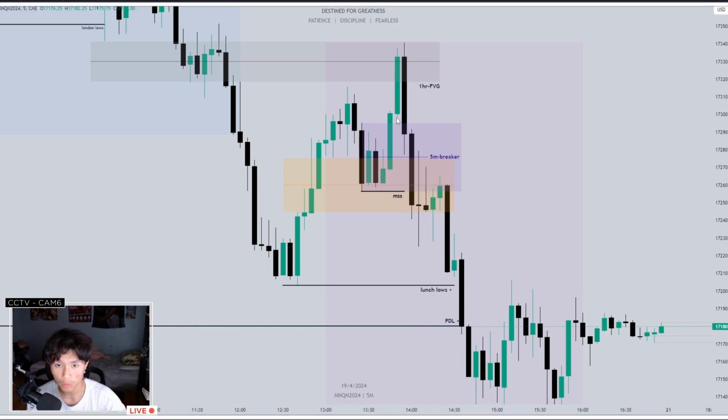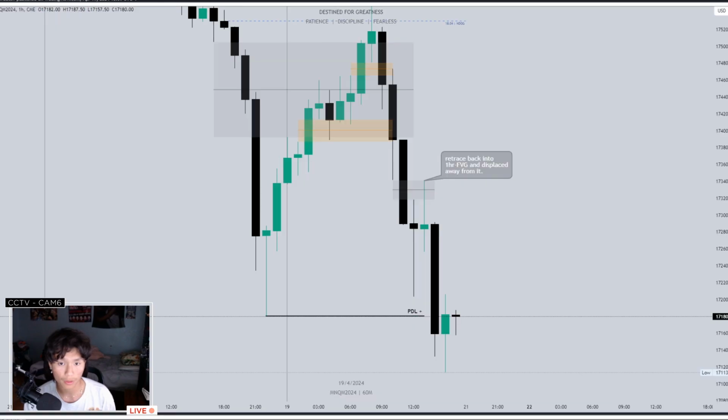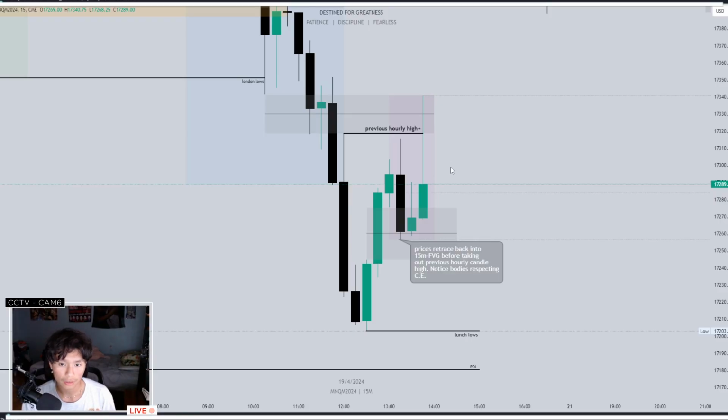We displaced lower, we created a fair value gap. We closed below a 5-minute bullish PD array. We closed below it. That means, hey, we're disrespecting the opposing PD arrays, and we had a market structure shift. And in my market structure shift video, you can tell this is the first stage of accumulation, or second stage, I guess, whatever the last stage of accumulation.